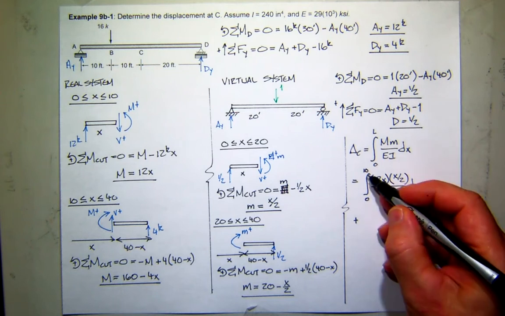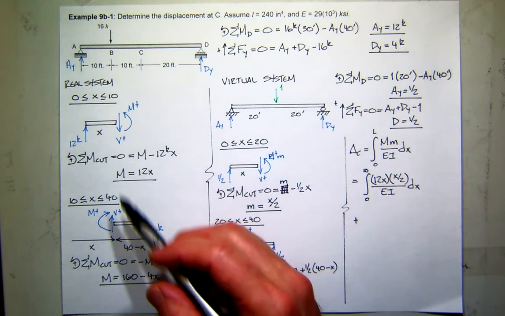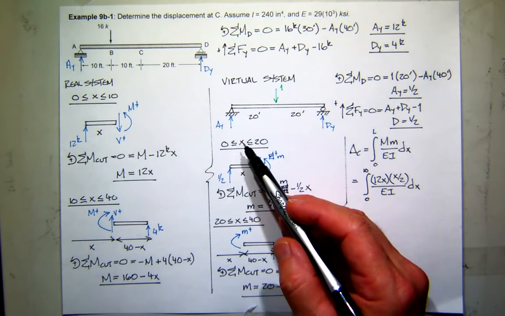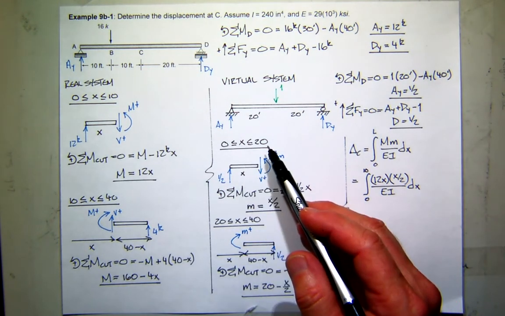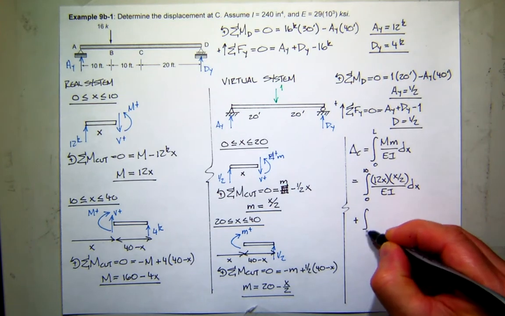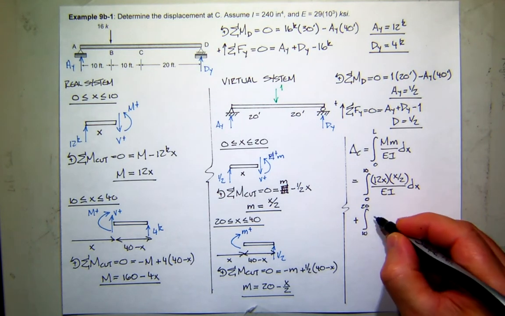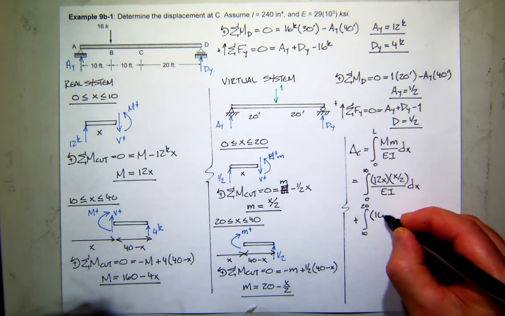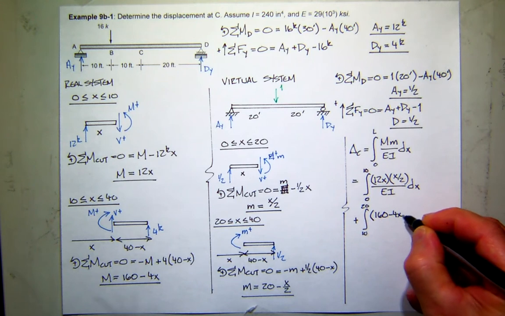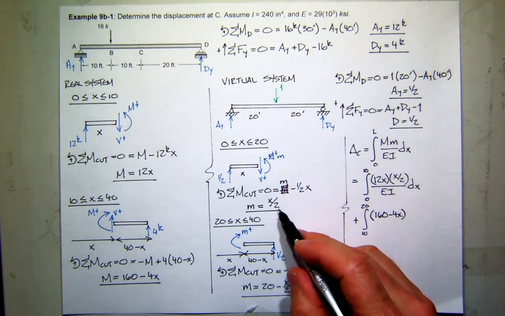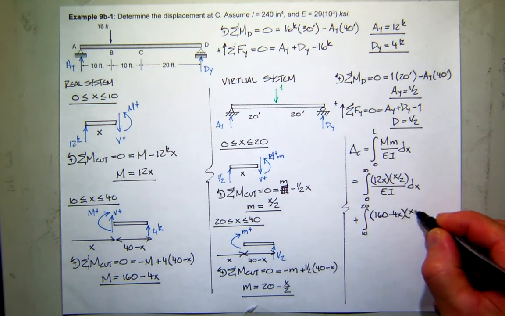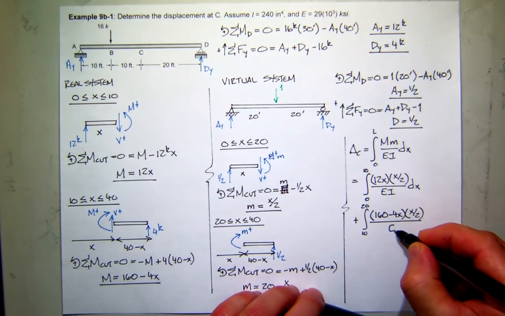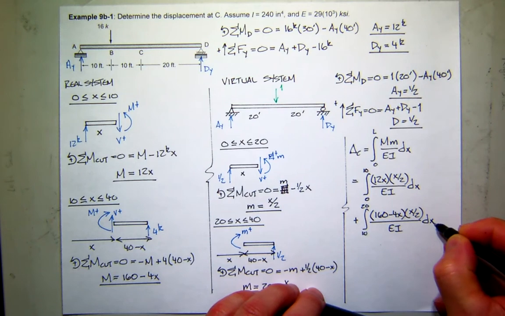Well, now I have to start at 10 and go forward. So if I go from 10 to where? Well, anything greater than 10 in the real moment is this expression. But this equation is still valid till 20. So I've got to go from 10 to 20. And when I do that, I have to use my different real moment, which I've computed as 160 minus 4x, again, times this same virtual moment, x over 2. And again, divided by EI dx.